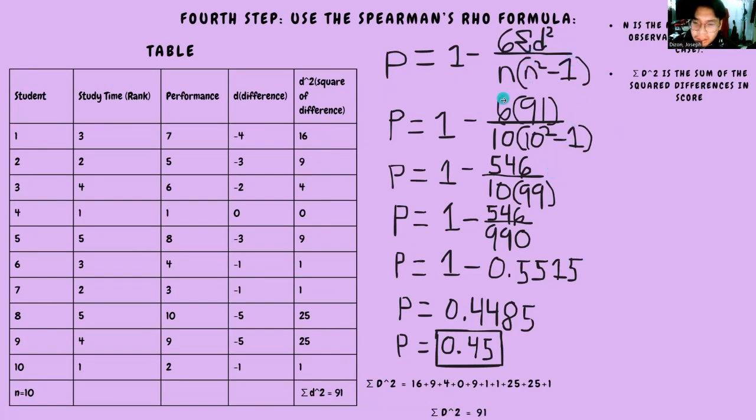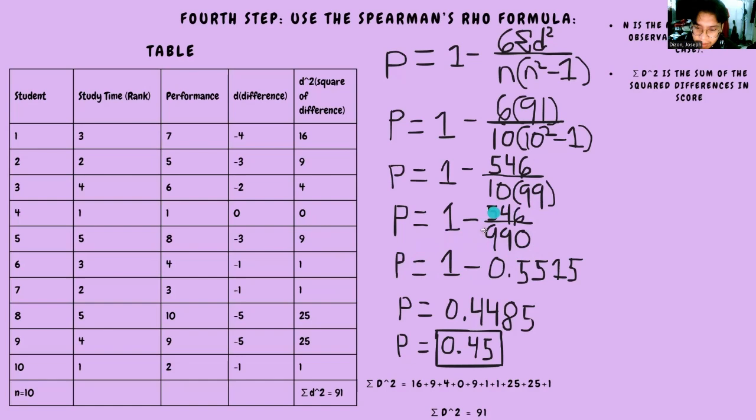So, when we input the values, it goes to P is equal to 1 minus 6 multiplied by 91 over 10 multiplied by 10 squared minus 1, which then turns into 1 minus 6 multiplied by 91, 546, over 10 raised to 2 or 10 squared is equal to 100 minus 1, 99, which will be multiplied to 10, which we can see here. 1 minus 546 over 10 multiplied by 99, 990.